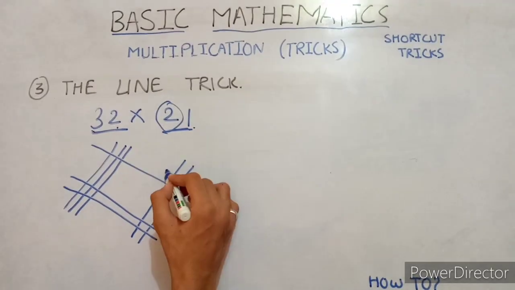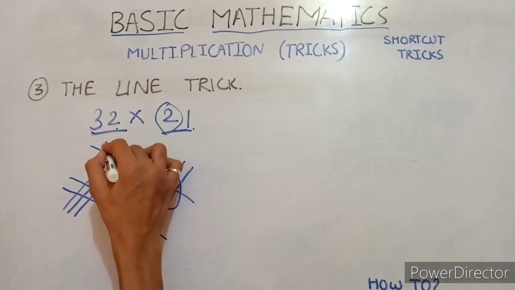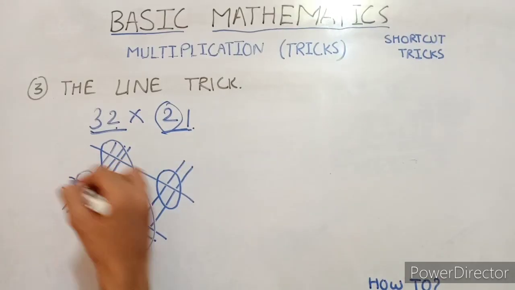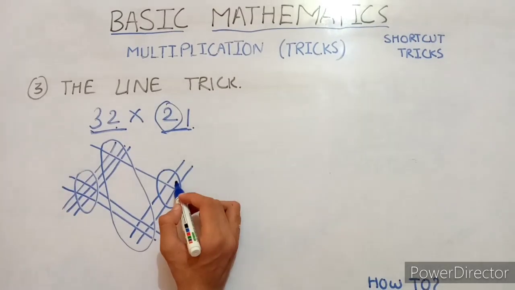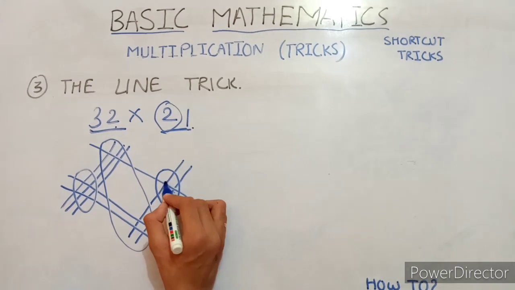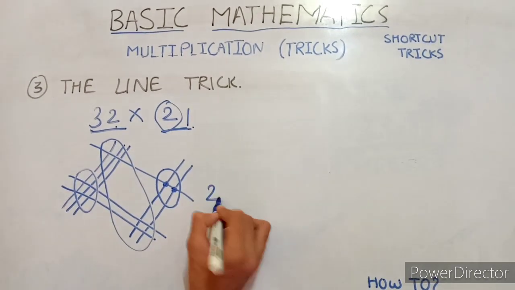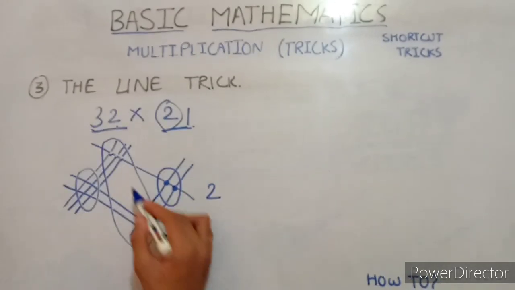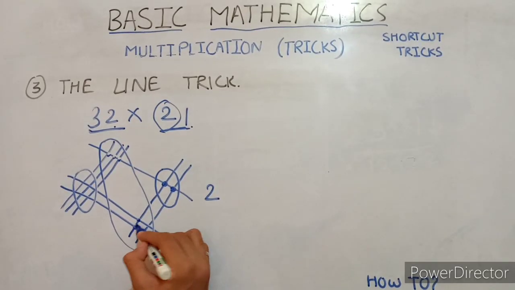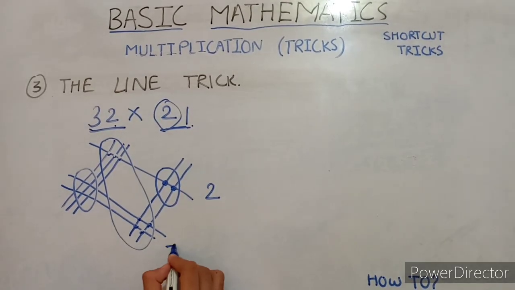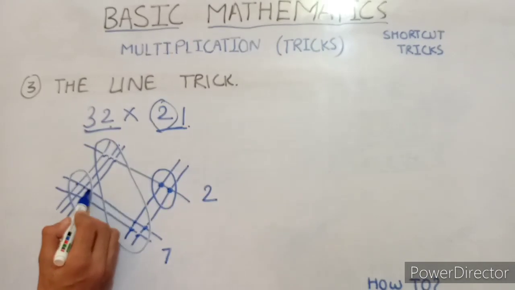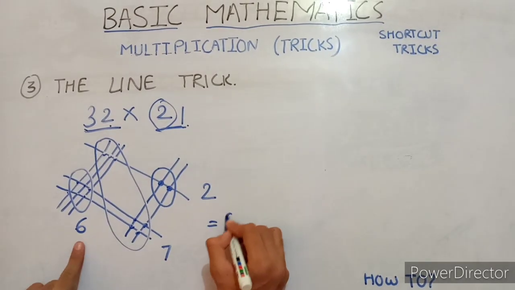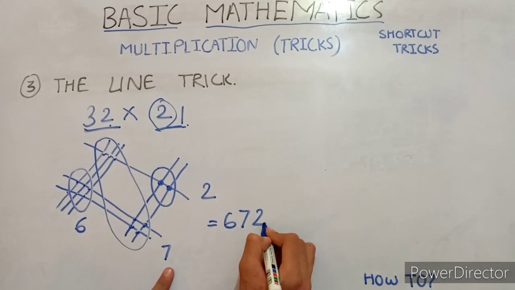Now what you have to do is count the intersection points. See here how many times the lines are intersected. 1 and 2 at 2 points. Here 1, 2, 3, and then add with this. Here 3, 4, 5, 6 and 7. So 7, and here 1, 2, 3, 4, 5 and 6. So 6. So the answer is 6 7 2.